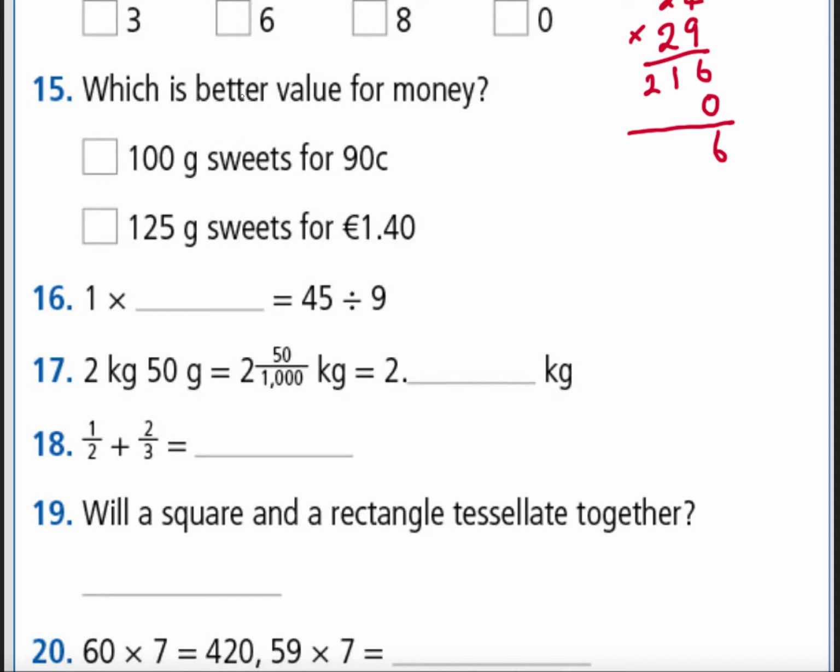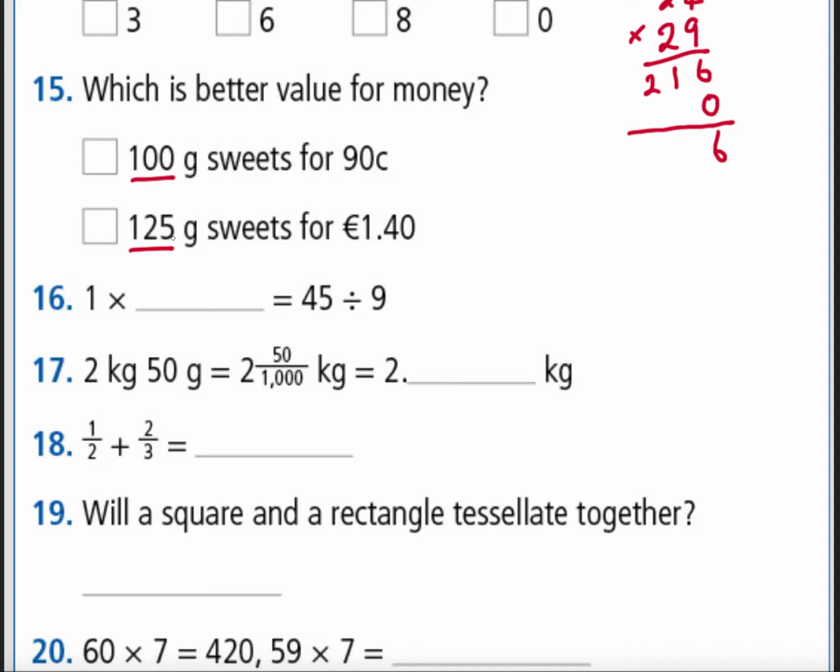Which is the better value for money? 100 grams of sweets for 90 cents or 125 grams of sweets for €1.40. Now we can't compare these at the moment because they're different sizes. So what I'm going to ask myself here is, how could I make both of these numbers the same?